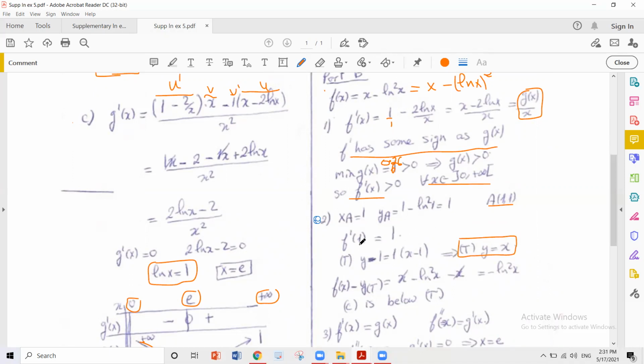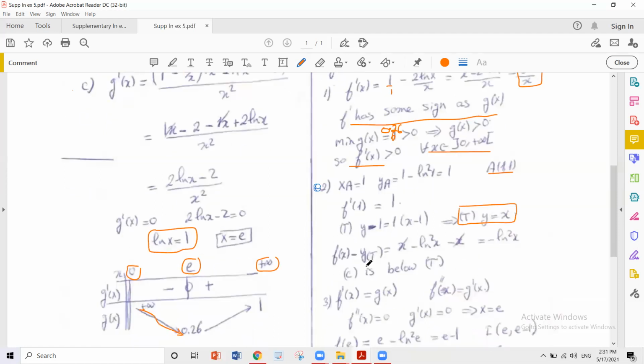Study the relative positions of the curve and the tangent. Fx minus yt equals x minus ln squared x minus x, which equals minus ln squared x. But ln squared is always positive, and multiplied by minus it is negative. Then gamma is below the tangent.